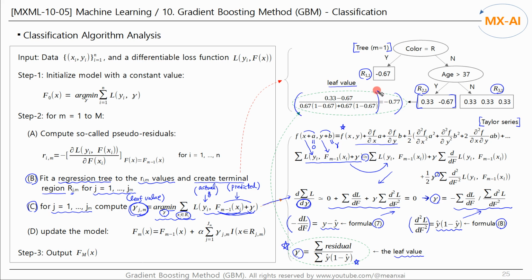Step D updates the model. We use the gamma estimated above to update the previous log odds value f. I is an indicator function. This part is also very similar to the regression algorithm seen in the previous video, so detailed explanation will be omitted. Step 3 is the prediction process. We use the final log odds f to predict the final y hat using the logistic function.